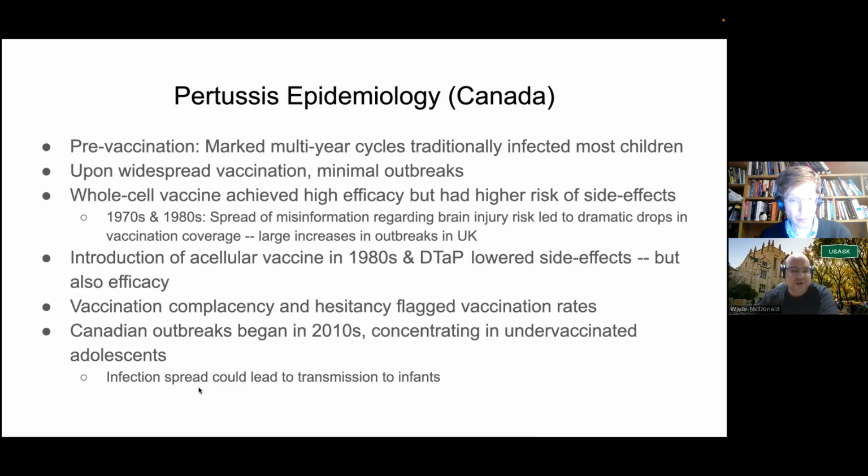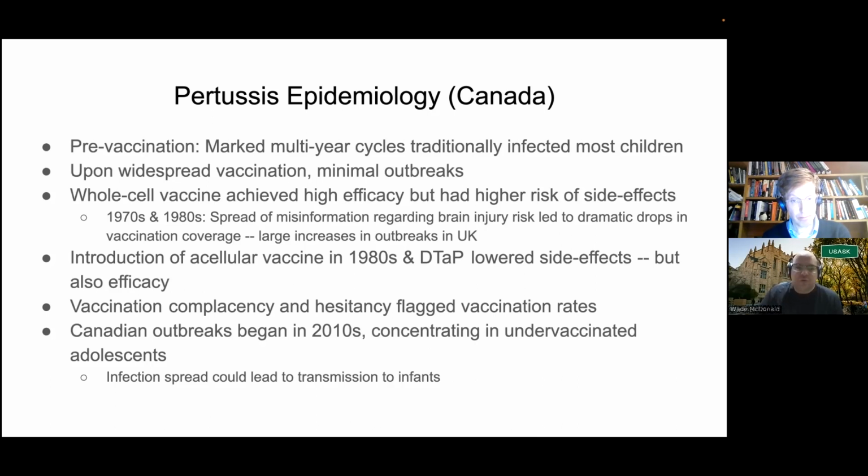entire course of vaccination. In Canada, the pre-vaccination era for pertussis was marked by multi-year cycles, traditionally infecting mostly children. Upon widespread vaccination, there were minimal outbreaks. Whole cell vaccine was the first vaccine developed, and it achieved high efficacy but had a higher risk of side effects compared to later developed vaccines.